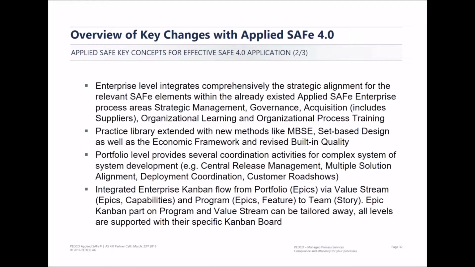Great, thank you very much, Peter. So, starting from the enterprise level, we did extend all the level 5 elements that we've already had with those parts from SAFe that belonged into those areas. These areas are strategic management, governance, acquisition, organizational learning, and organizational process training. The last two I've already showed. The others you will see later on, and Peter will explain a little bit more details on the level 5 processes.